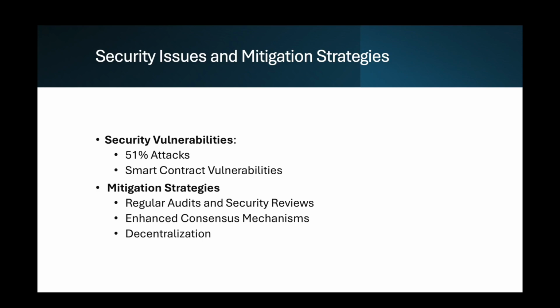Enhanced consensus mechanisms: developing more robust consensus algorithms that are resistant to attacks. For example, Ethereum's transition to proof-of-stake aims to mitigate the risks associated with proof-of-work, including 51% attacks. Decentralization: enhancing the network's decentralization to prevent any single point of failure or control, thereby increasing security.